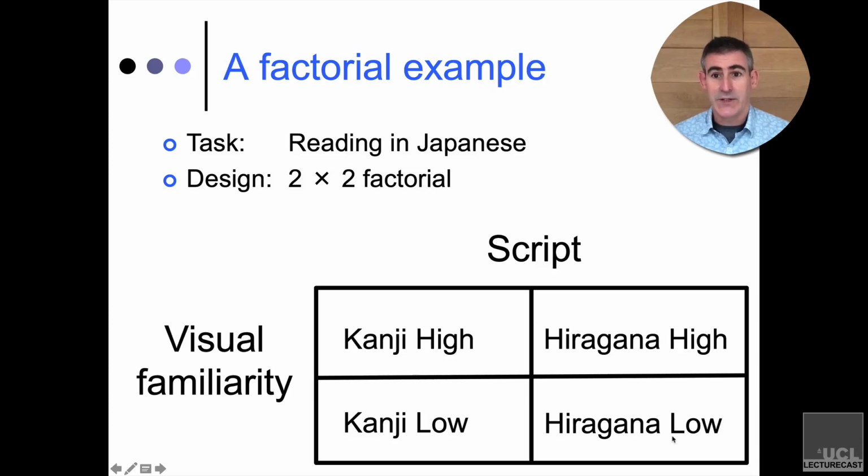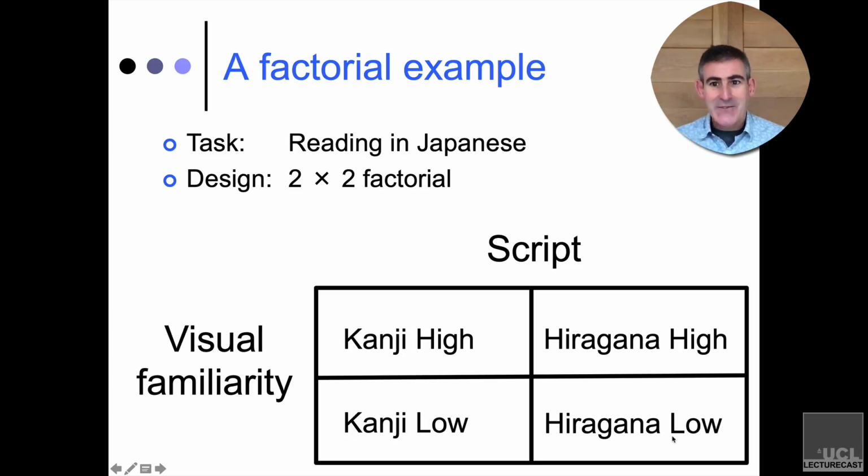Those are the 2 levels of the script factor. Then the other is the visual familiarity. How often do you normally see this word written in kanji versus written in hiragana? The words that are written more commonly in kanji would be those that are highly visual familiar, and the ones that are less commonly written in kanji are the ones that are low visual familiarity. So you have a high-low levels of this factor, visual familiarity.